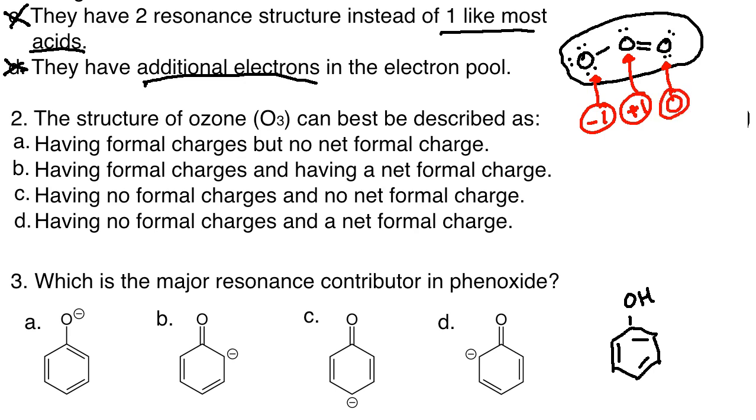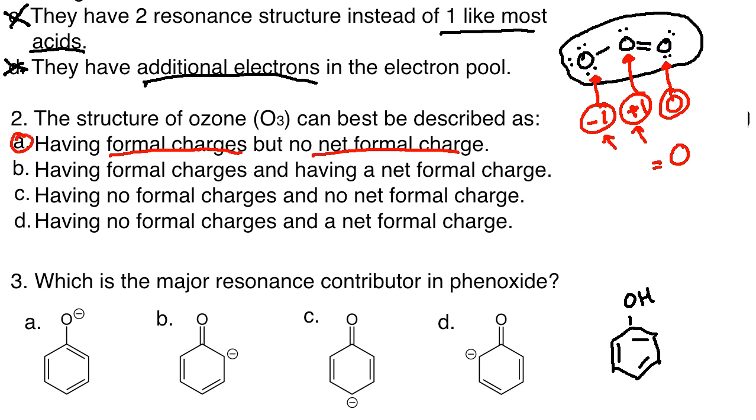All right. So I take a look at this. What is this going to come out to? So first of all, are there formal charges? Yes, there's a -1. There's a +1. Would I have a net formal charge here? No, because when I sum this up, it's all going to equal 0. So let's look at which answer would be best here. The structure of ozone can best be described as having formal charges. Well, that's correct, but having no net formal charge. Bingo. We're already there. First answer.